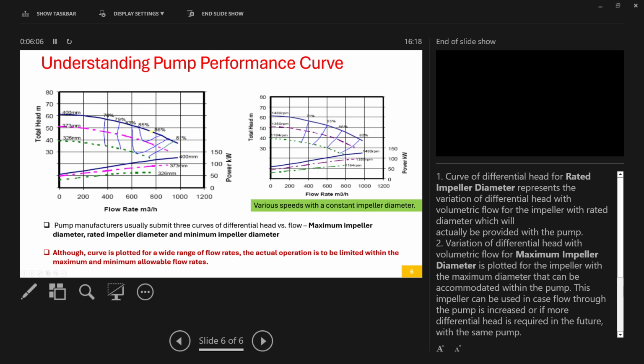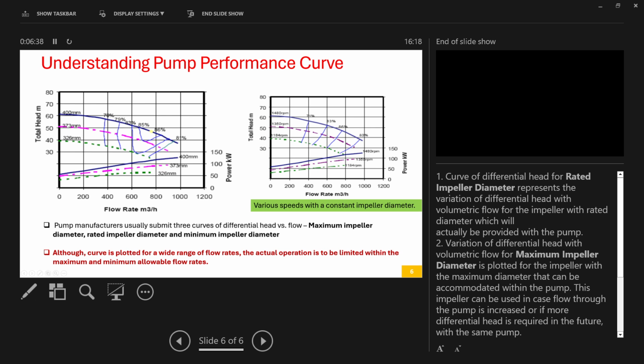On the right hand side you can see the three different RPM for which they are giving the curve. One is maximum, more than rated, another is rated, and another minimum. So operation point is limited within the maximum and minimum allowable flow rates. Although the curve is plotted for a wide range of flow rate, the actual operation is to be limited within the minimum and maximum allowable flow rate.